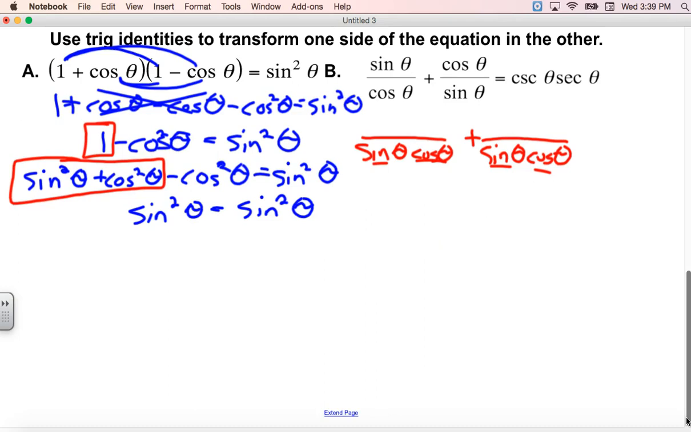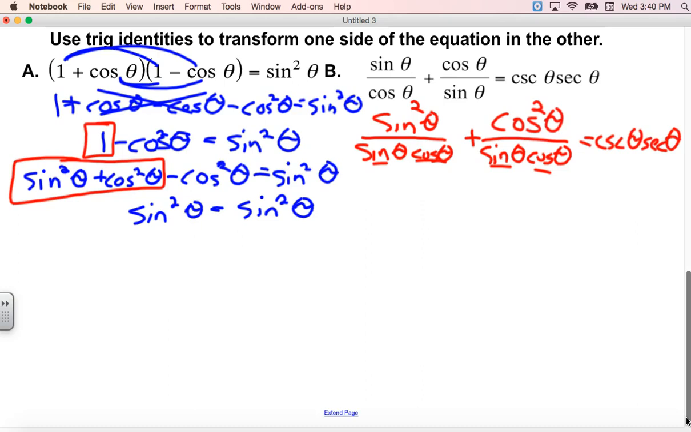So since we multiply the bottoms, we've got to multiply the tops by the same thing. So on the bottom left fraction, we multiply by sine theta. So we've got to multiply the top by sine theta, which sine times sine is going to give us sine squared theta. And then on the right fraction, we multiply the denominator by cosine, so we've got to multiply its numerator by cosine, which makes it cosine squared. All right, then on the left we still have cosecant theta times secant theta.